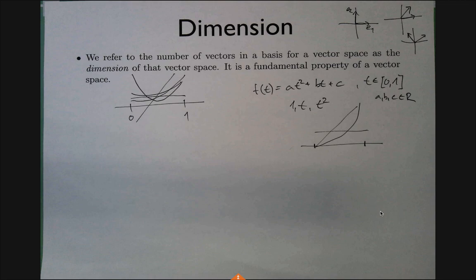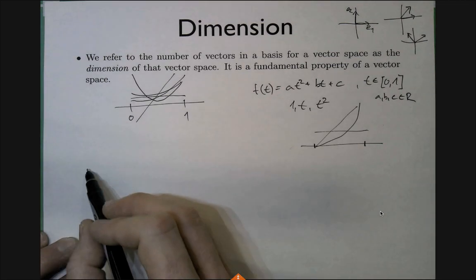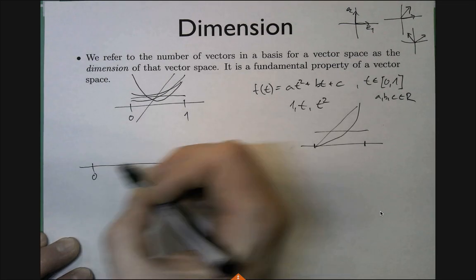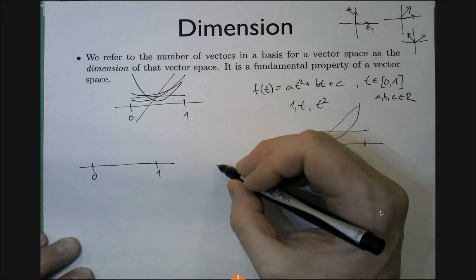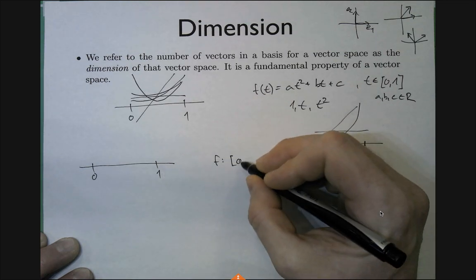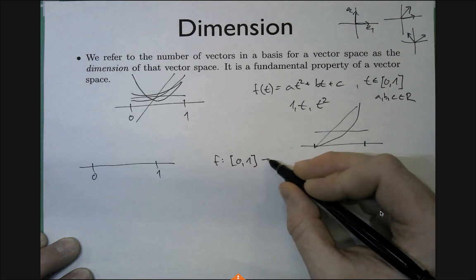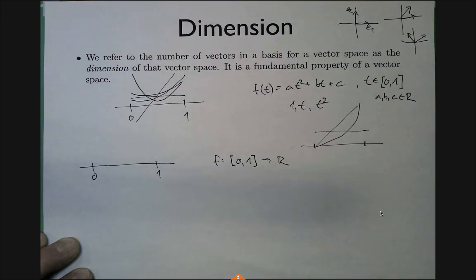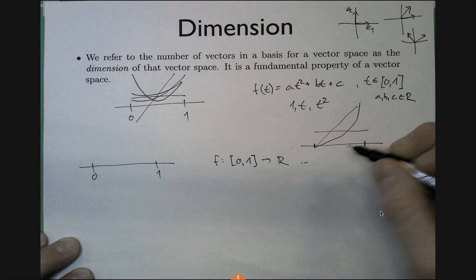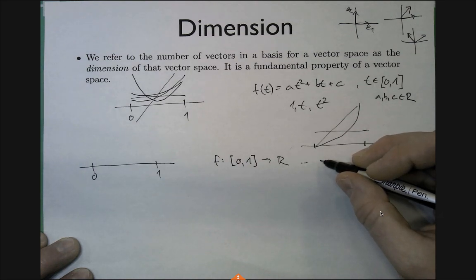Okay. Now, where I'm going with this, you can imagine another vector space of functions on the same interval. You can imagine functions going from the interval to the real numbers, and say that they are continuous or even smooth.